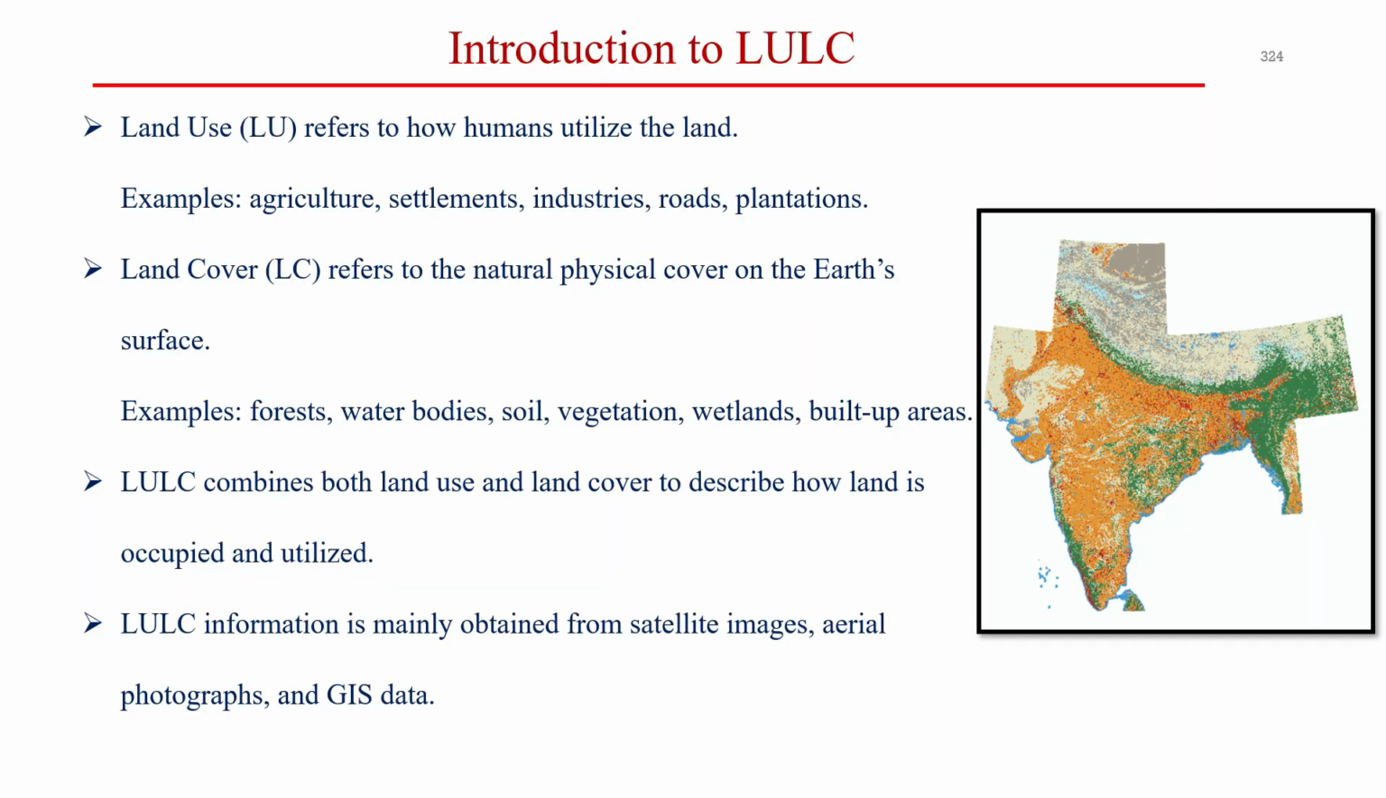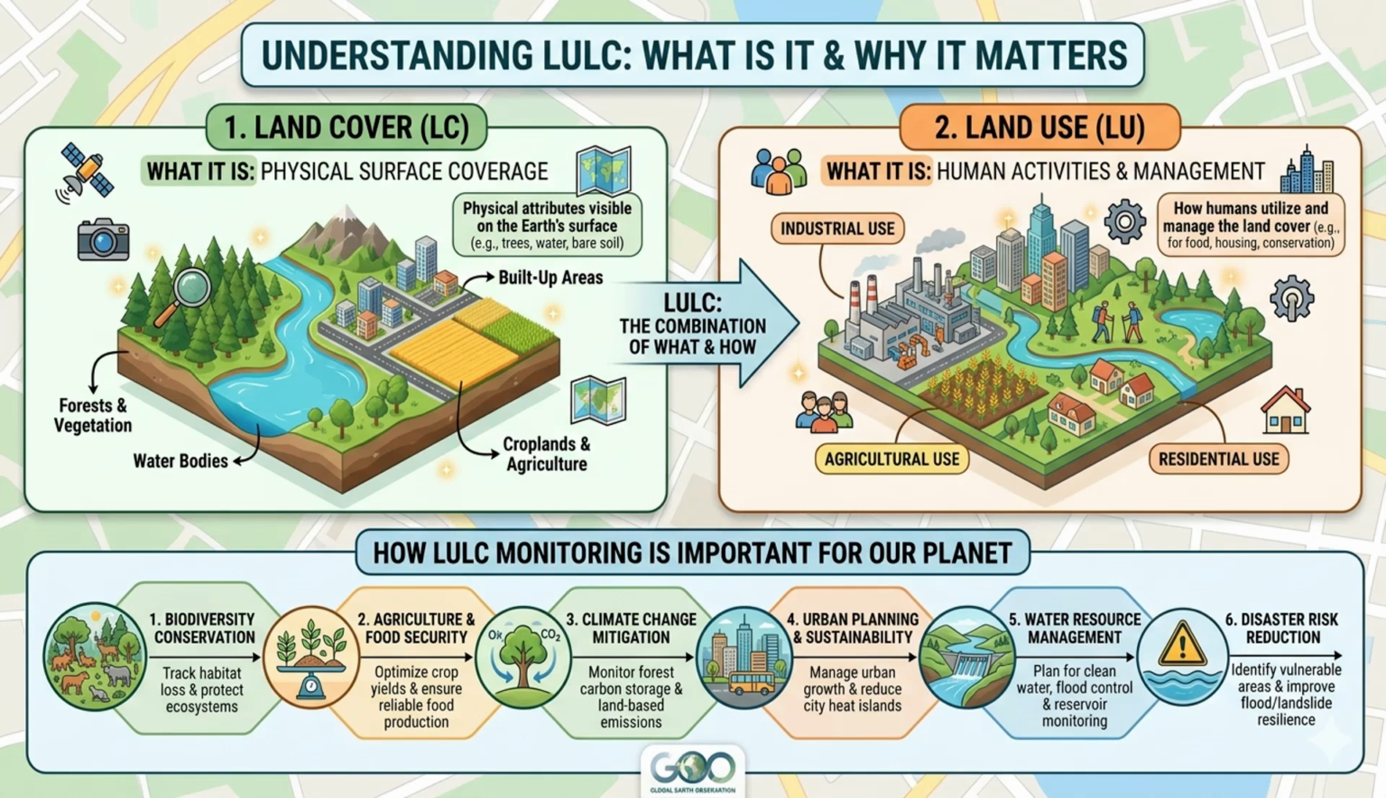So what does LULC mean? So LU is basically the land use and LC is the land cover. So let's look at this diagram to understand it better. Land use refers to how humans utilize the land. So how we are going ahead with the land. That's for example the agriculture, the settlements, the industries, the roads. And land cover refers to the natural physical cover on the earth's surface. So there are forests, vegetation, water bodies, soil, wetlands. So these are the land cover.